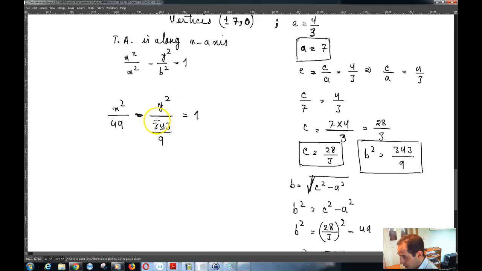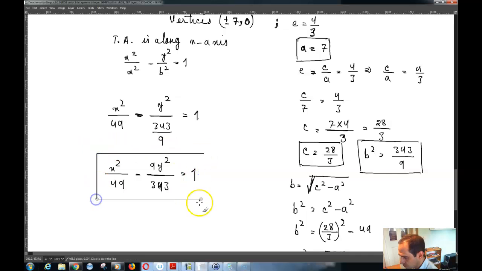Of course, I can rewrite this. Let me see how they have written this equation number 14. They have written this as x squared by 49 minus 9 times y squared over 343 is equal to 1. They have written it this way, which is of course not a bad way of writing it. So it's okay.